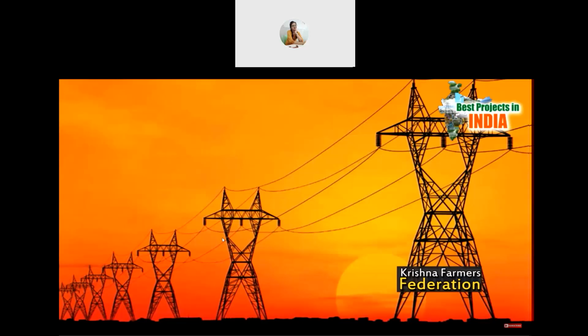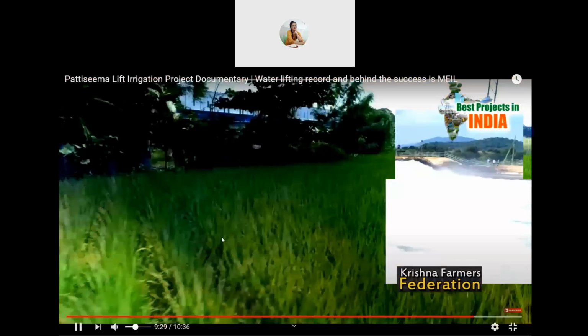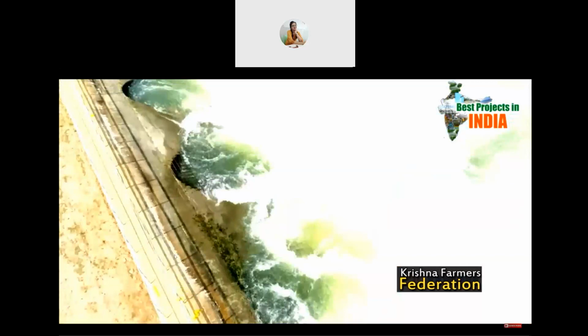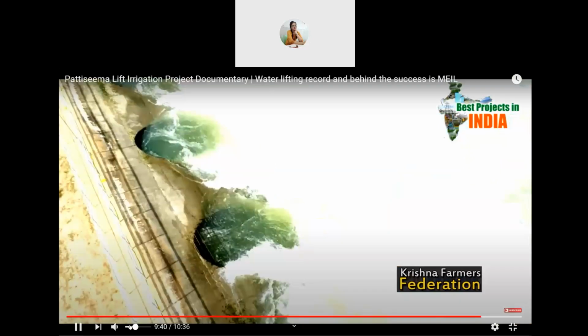Transmission lines. 220 kV transmission lines are constructed by taking connection from existing 220 kV Palantla switching station, which is about 30 kilometers far from Pattisima lift scheme. Megha Engineering and Infrastructures Limited has set a benchmark to the entire construction industry. By completion of Pattisima irrigation project, capabilities of Indian construction industry are proven and have been ahead of various standards or benchmarks at global level.